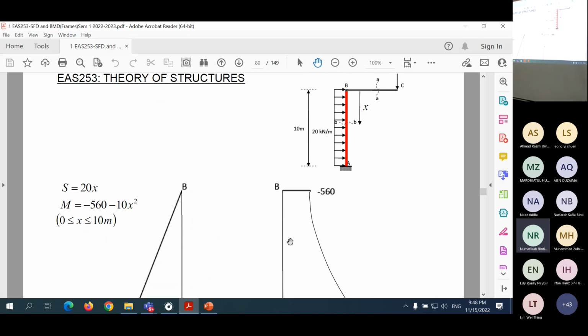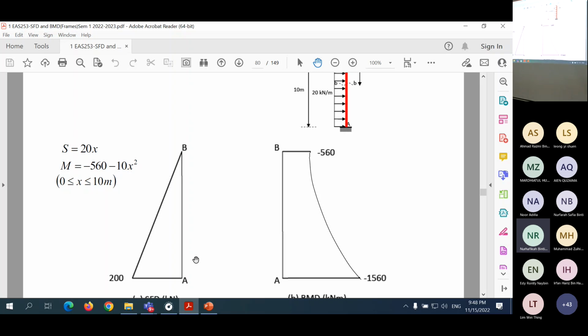So if you draw now, okay, this is axis AB. Shear is a straight line, all the way from B to A is positive, from 0 to 200. Then bending moment is all the way negative. Yeah, from the equation, we get all the way negative. At B is negative 560, at A is negative 1560.